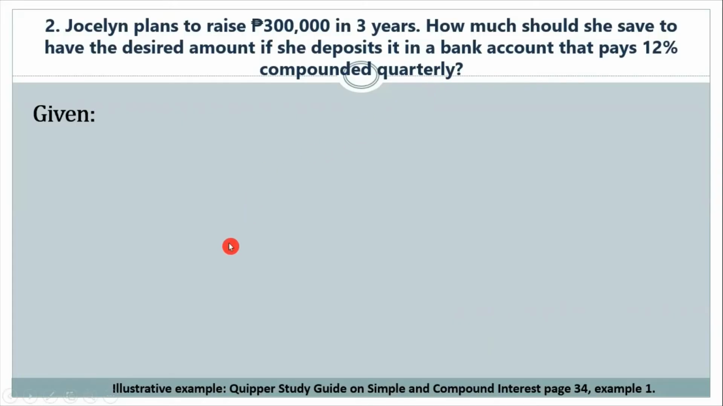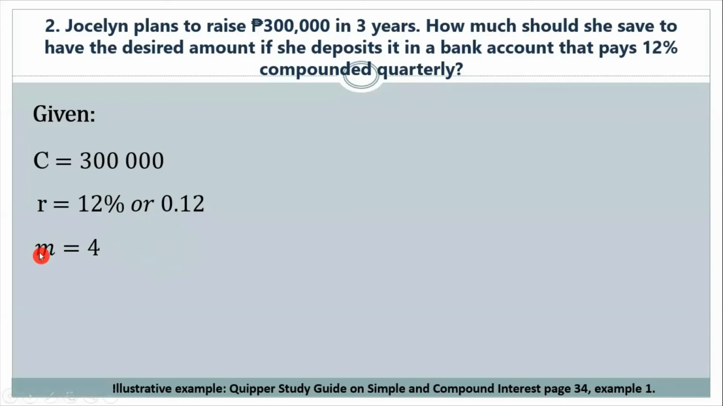Okay, so let's identify the given information. So we have here the compound amount, which is 300,000 pesos, which is the goal of Jocelyn. And then the rate is 12%, or that is 0.12. We have here the compounding period is 4, since the interest rate is compounded quarterly, and we know that there are 4 quarters in a year. And then the time is 3 years.